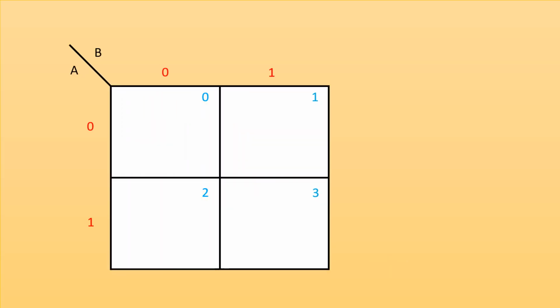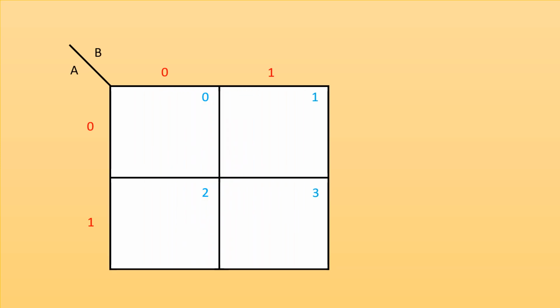Now in this case we are going to place the zeros in cells 2 and 3. Since these two cells are adjacent to each other and contain 0, we can group these two cells, and we can see that the variable A bar is constant throughout the square and the variable B changes from 0 to 1. Therefore, we have to ignore the variable B and retain the variable A bar. Therefore, the minimized expression is F4 is equal to A bar.